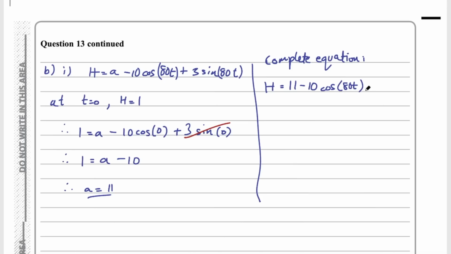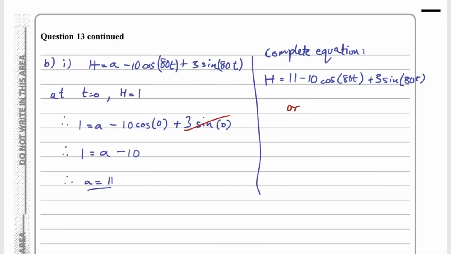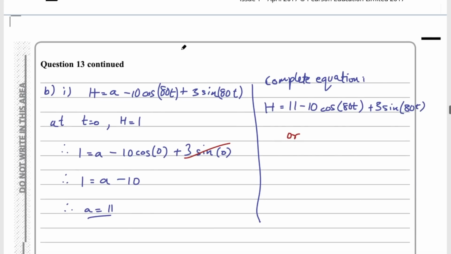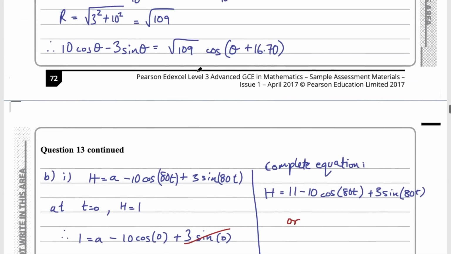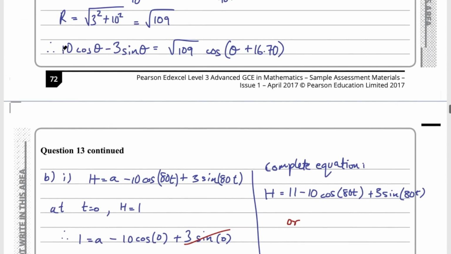80t plus 3 sine 80t. Or we can write that another way. So you notice that this part of the expression looks very similar to the one we had in part A, 10 cosine theta minus 3 sine theta, where theta is replaced by 80t. And we found that that evaluated to the square root of 109 cosine theta plus 16.70.